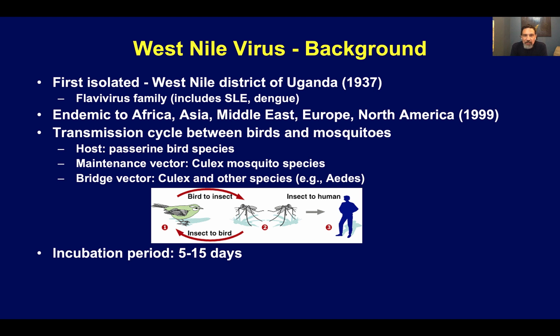So West Nile virus is a flavivirus first isolated in the West Nile district of Uganda in 1937. It is endemic to Africa, Asia, the Middle East, and Europe, and now the Western Hemisphere as well. The maintenance and amplification cycle occurs between birds and Culex mosquitoes. Human infections are sort of incidental. They result from the bite of an infected mosquito, which is usually Culex or other species. The incubation period for West Nile virus ranges from 5 to 15 days.